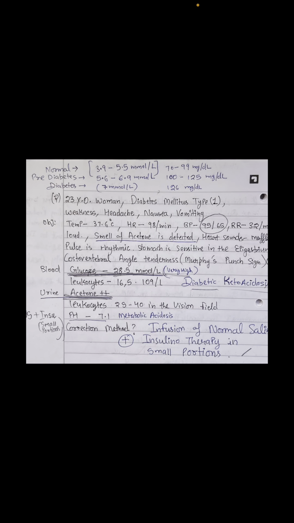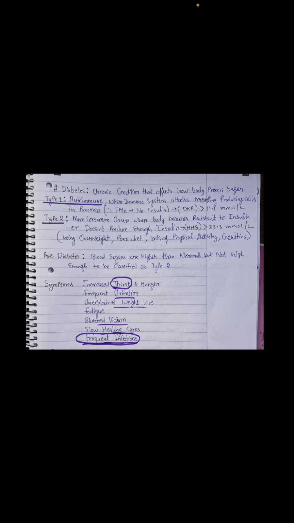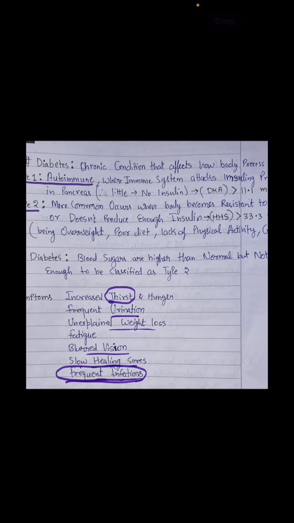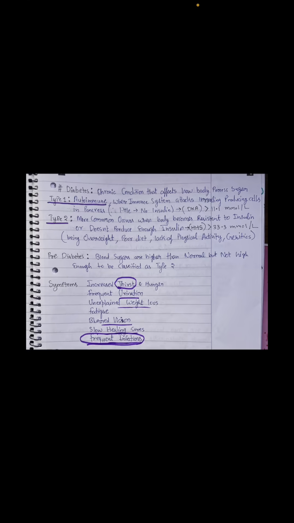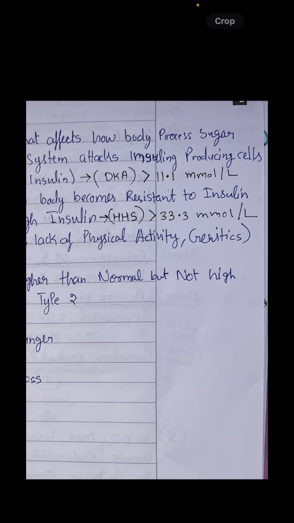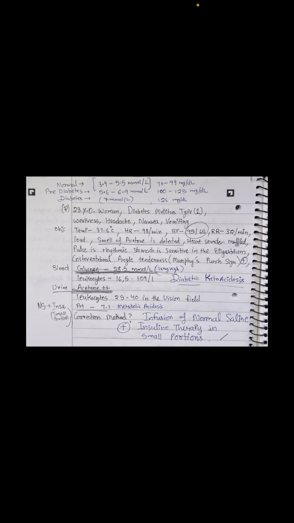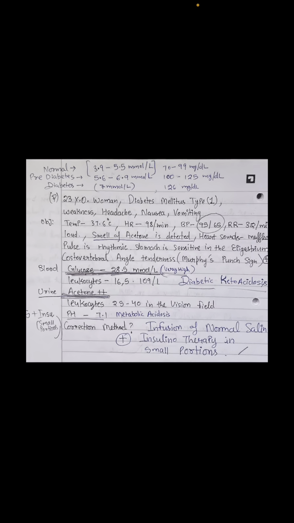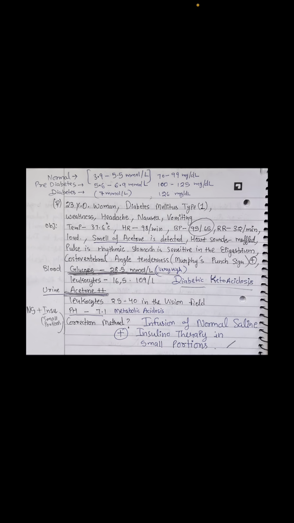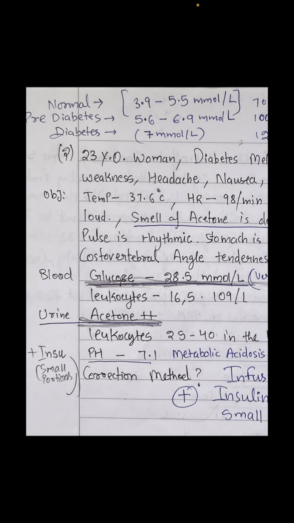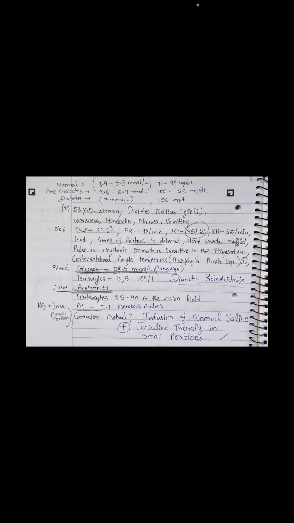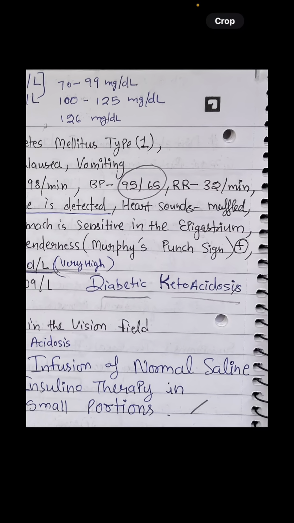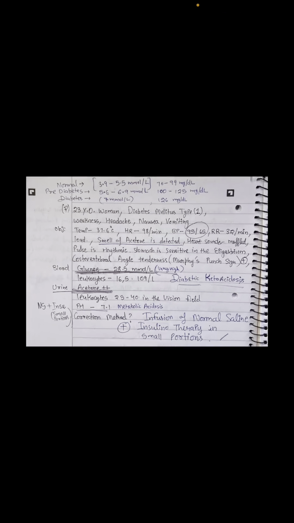The question says a 23-year-old woman with diabetes mellitus type 1. As I have written, type 1 is autoimmune, and type 1 patients are more prone to DKA. Type 2 patients are more prone to HHS. She has a history of type 1 diabetes, and her glucose levels went up to 28, which is very high. So this is a case of diabetic ketoacidosis. You can read the case. I have a bit less time, I have classes all day today, so let's finish the topic faster.